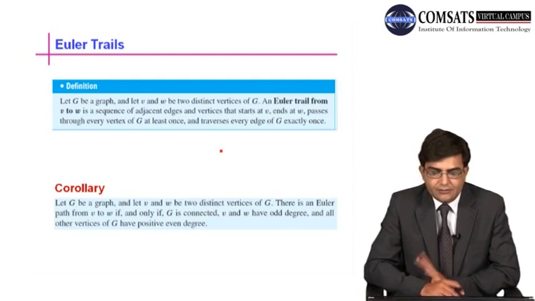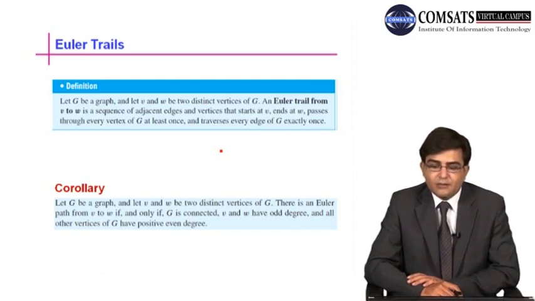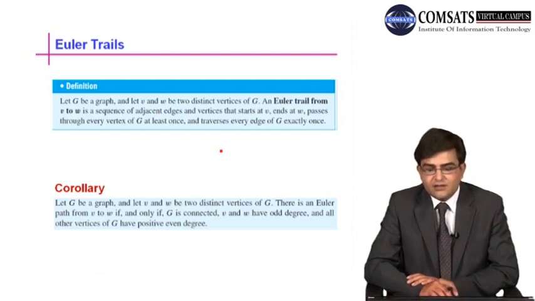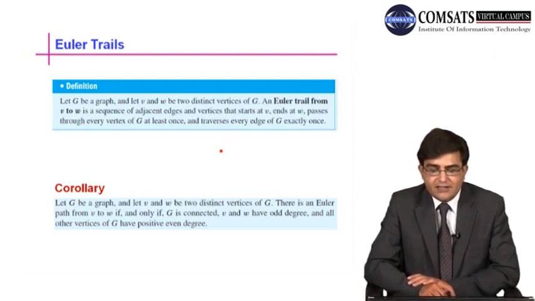This is a bit of the same concept. In Euler circuit, the starting and ending point is the same, but here in Euler trials, the starting and ending point must be different, because V and W are two distinct vertices of G. So an Euler trial from V to W starts at V, ends at W, and passes through every vertex of G at least once. That is, vertices may be repeated, and it passes through the edges exactly once.